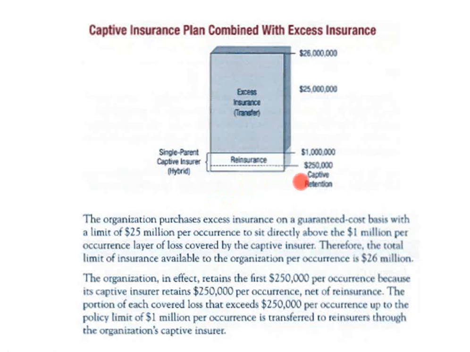But the idea is, under this arrangement, the reinsurance amount is up to $1 million with a $250,000 captive retention. So if we have any claims, the first $250,000 is owned by the captive. If we have a claim that goes to, let's call it, $300,000, then the captive would pay the $250,000 and the reinsurer would pay the $50,000 on that claim.